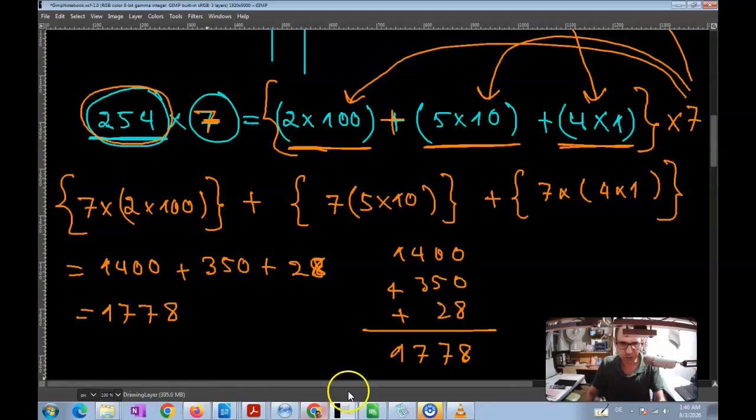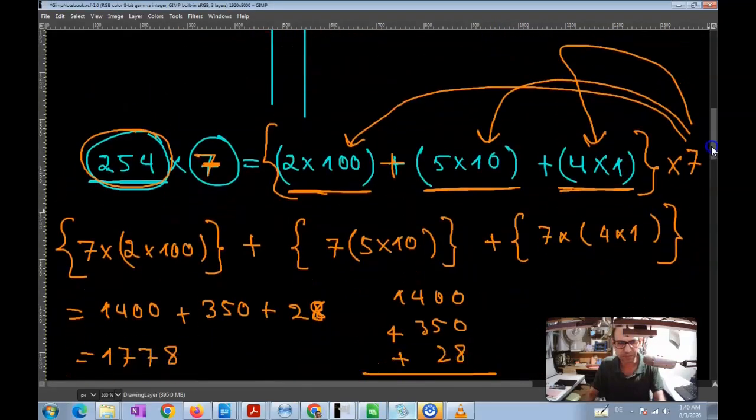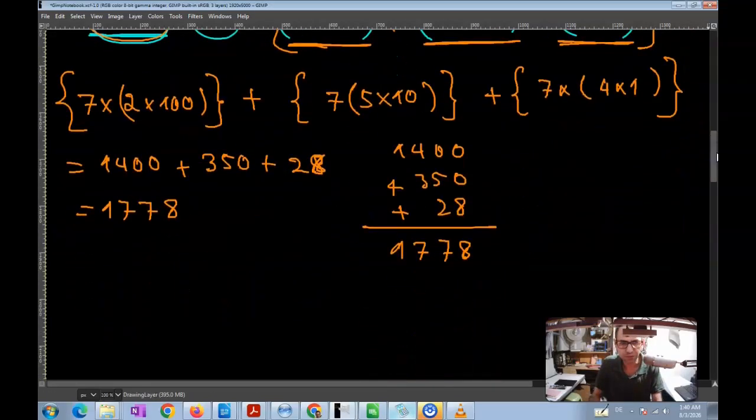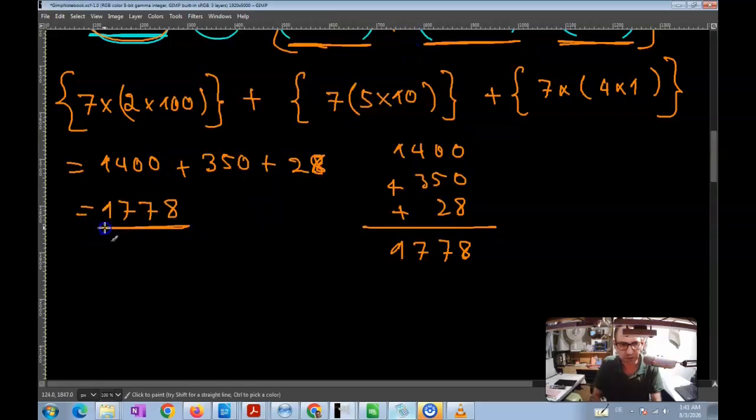And if you do this on a calculator, you have basically 254 times 7. 254 times 7 is equal to 1778, which is essentially what I got here.